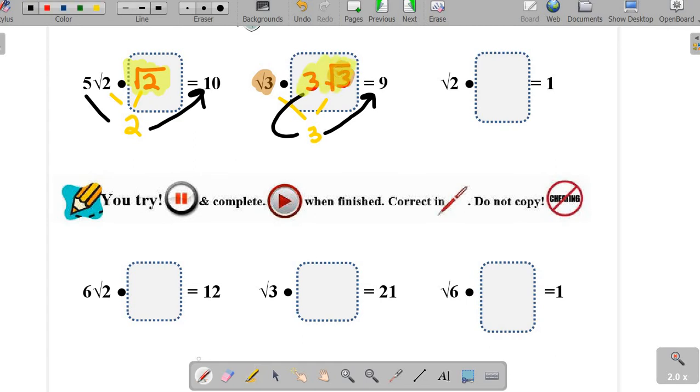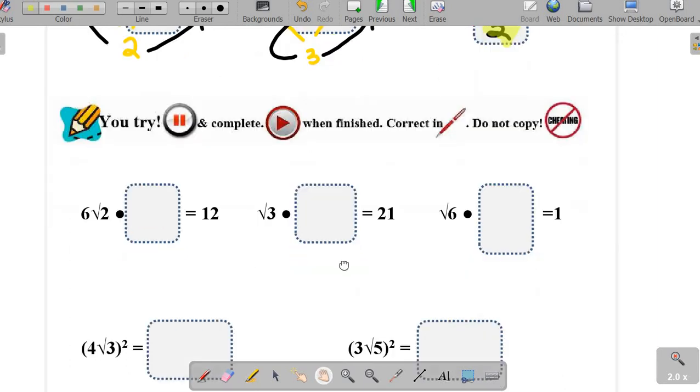This one's tricky. It's like root 2 times what is 1. So rather than ask yourself what is the whole thing, I know root 2 times root 2 will give me 2. And then if I divide by 2, 2 divided by 2 gives me 1. So the final function box is root 2 over 2.